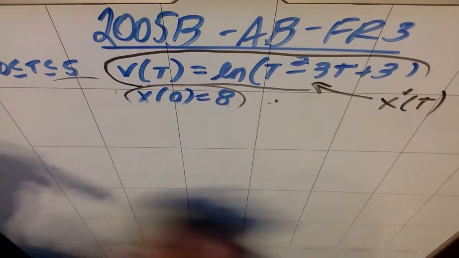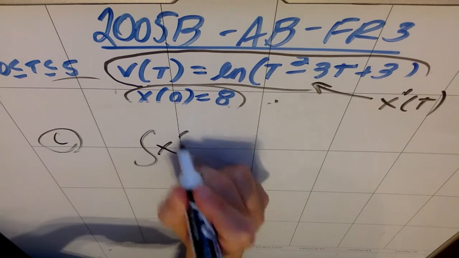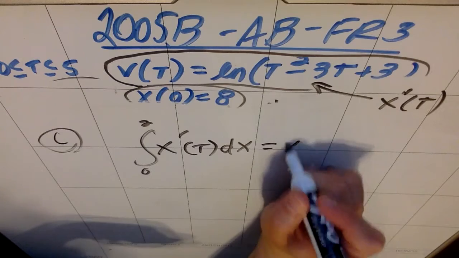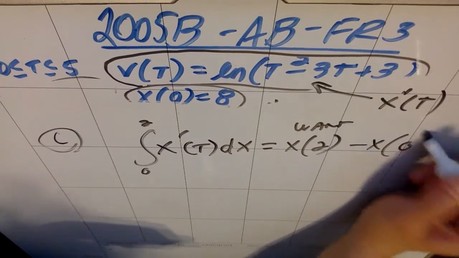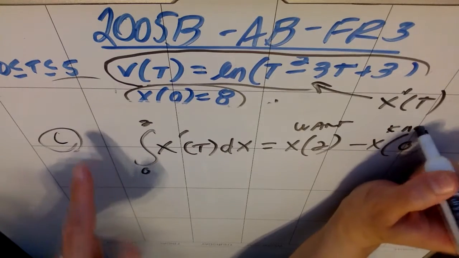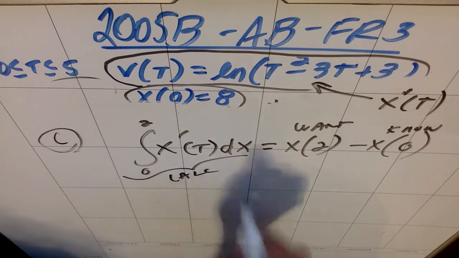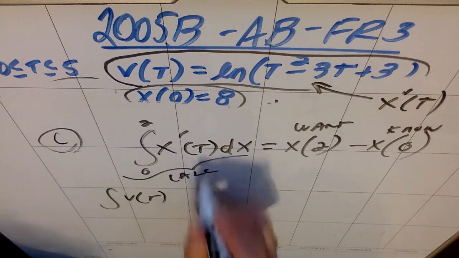So in order to find x of 2, I'm going to integrate my x prime of t with respect to t from 0 to 2 and get x of 2, again, that's the thing I want, minus x of 0, which I totally know because they gave me x of 0 is 8. So this I can make my calculator do, right? So what I'm going to do in my calculator is integrate v of t, because that's what x prime of t is.